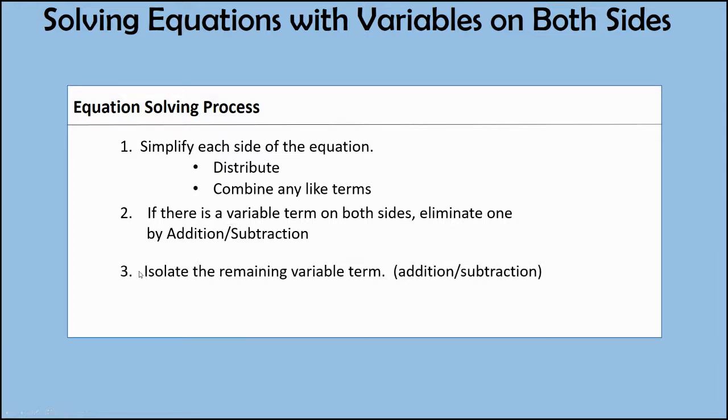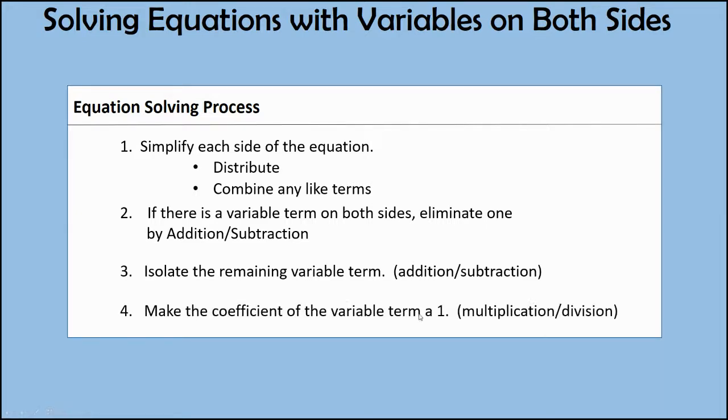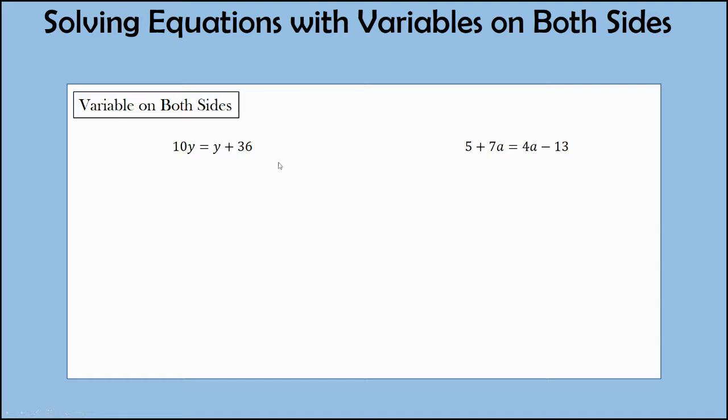Okay, so then everything will be as is. We'll isolate the remaining variable term. We'll then make the coefficient of that variable term a one, and we'll have the equation solved. So it's going to look something like this. Here's our first example.